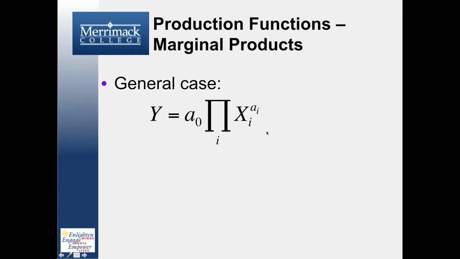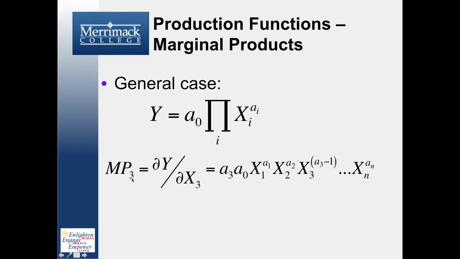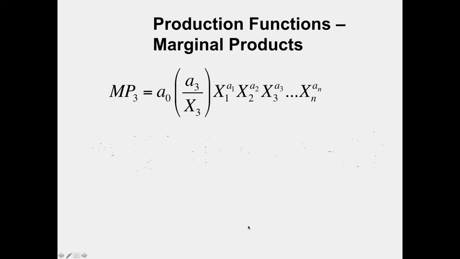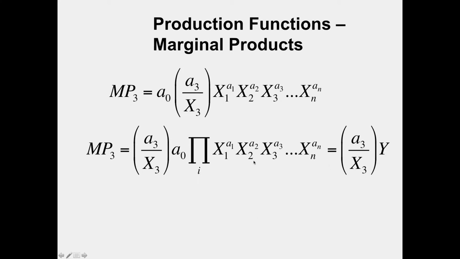So in general, we have our same function again. Let's say I want to do dy/dx3, where x3 is the variable. Take a look at what happens with the first derivative here. With respect to x3, that's the only one that gets affected. Look at that, I can pull that x3 to the minus 1 out in front. And now, all that is just the marginal product of x3: the original output function times this ratio. That's all it is. So that's another reason to use this Cobb-Douglas formula. It's really easy to do these manipulations.